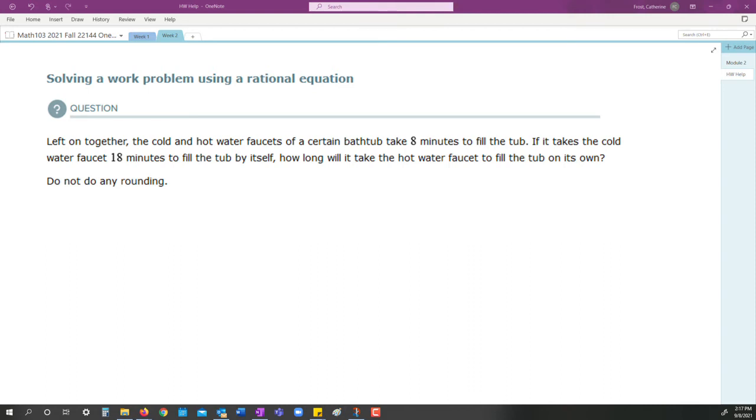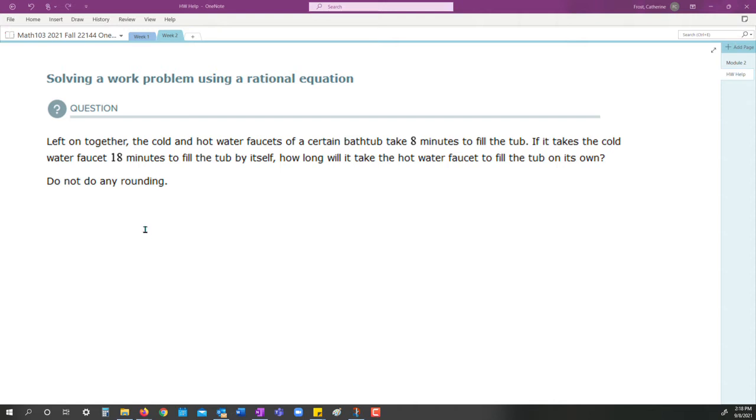This is solving a work problem using a rational equation. And this is in section, I think it's 1.6 of your textbook. It says, left on together, the cold and hot water faucets of a certain bathtub take 8 minutes to fill the tub. If it takes the cold water faucet 18 minutes to fill the tub by itself, how long will it take the hot water faucet to fill the tub on its own? Do not do any rounding. So typically that means that you're supposed to give your answer as a fraction.